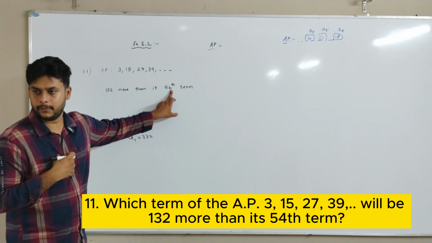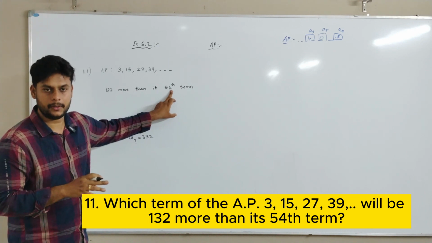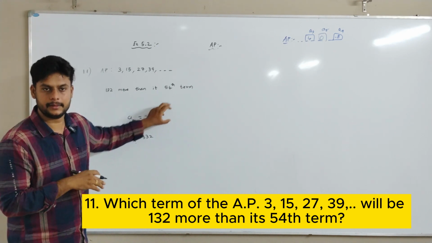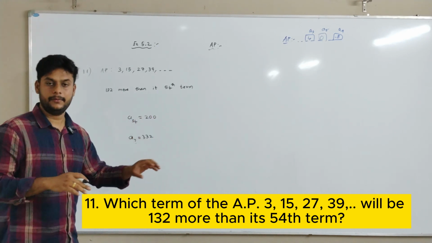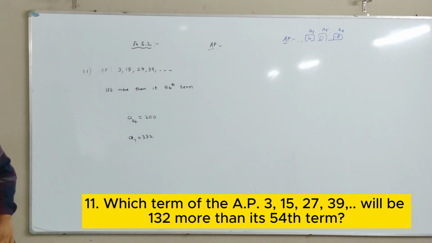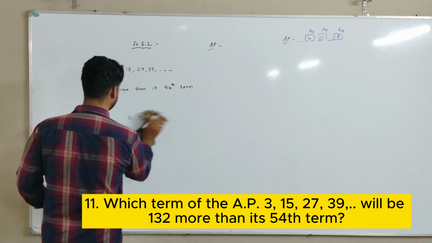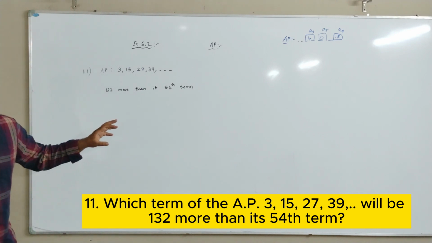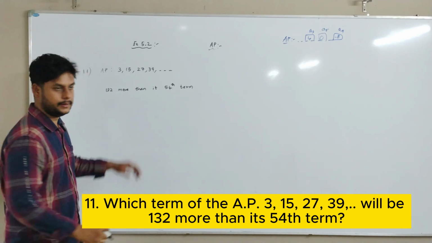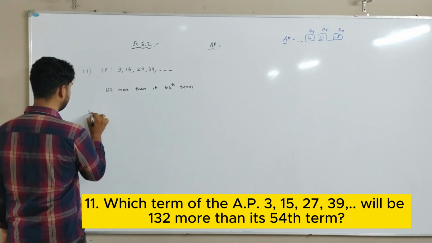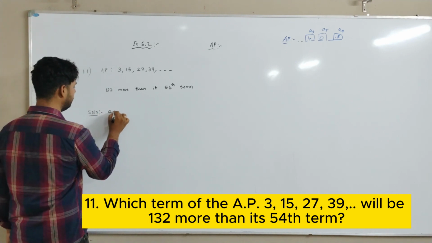So my first work is to find what? A54. How much is A54? So have you understood this? When I solve the question, you will understand. Okay. So first I will find A54. To find A54, I need A and D, correct? So A is given. What is A here? Solution. A is equal to 3.